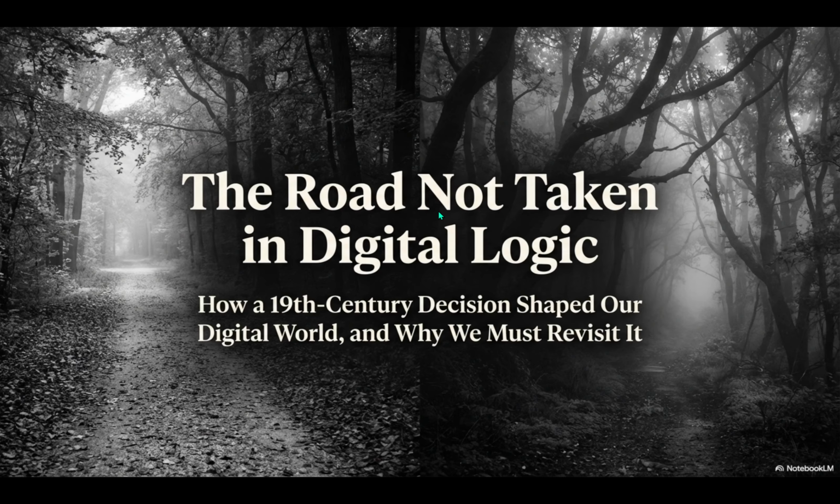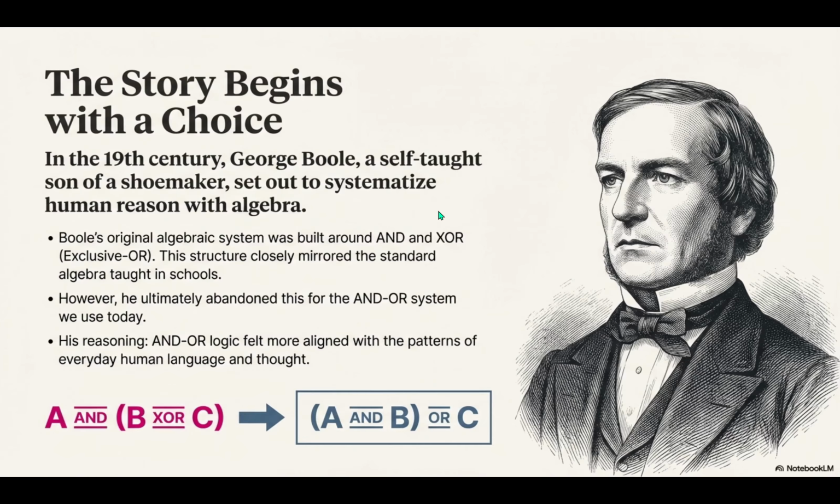We do. When George Boole first set out to create an algebra for reasoning, he didn't immediately land on the AND-OR standard we all use today. No, not at all. His original system was actually built around AND and XOR logic, which mirrors standard arithmetic algebra much more closely. And this is the critical historical fork in the road, isn't it? It really is. Boole abandoned his original, you could argue more mathematically elegant, AND-XOR system for the AND-OR system that became the standard. Why?